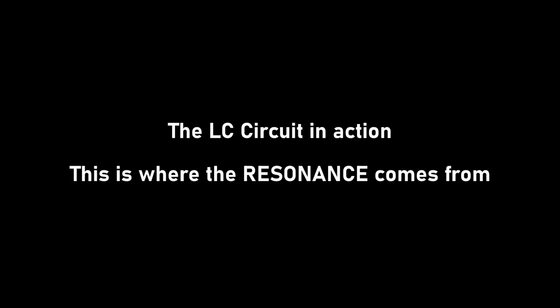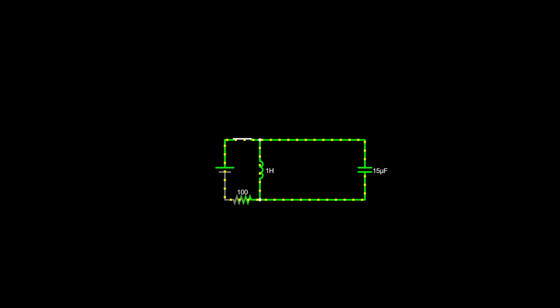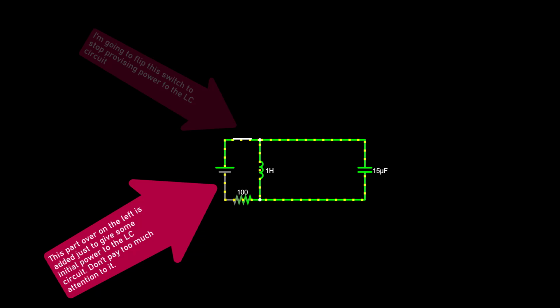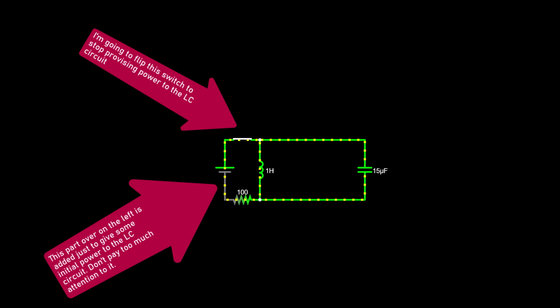Now let's take a look at an LC circuit in action. Now what I've done is I've added a little bit of extra to the left just so it provides some power to the circuit. And there's a switch at the top, which I'll open, and then we'll see what happens to the LC circuit when there's no more power being delivered to it. So now I'm going to open the switch. Now look what happens.